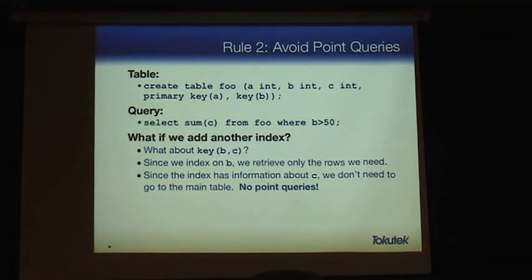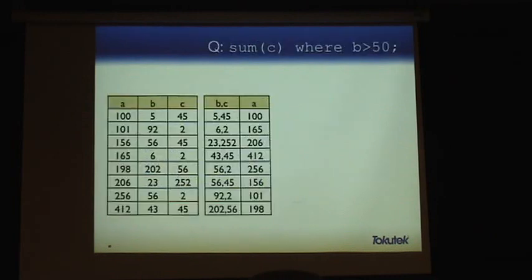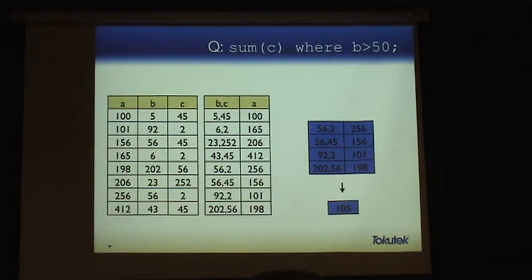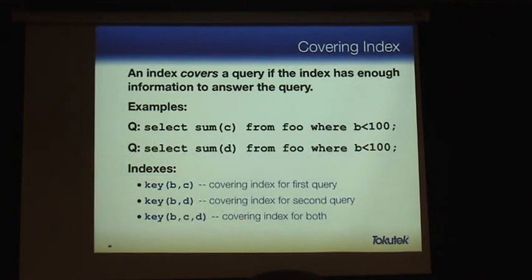So what if instead we added another index, a key of B, C? Since you're indexing on B, you're only retrieving the rows we need. That's satisfying the first rule. But now the index has the information about C, so you don't need to go to the main table. You have all the information you need in this key to satisfy this entire query. And you get no point queries. It just drills to the row, gets the value. That's very fast.